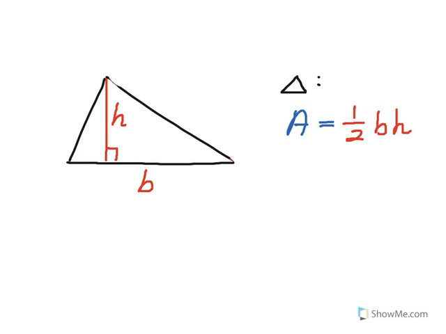Notice that the height is still an altitude of the triangle. If I put the base horizontal to my eye, I go to the highest point on the triangle and drop an altitude down to measure the height.